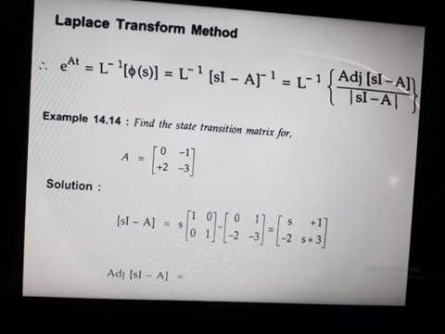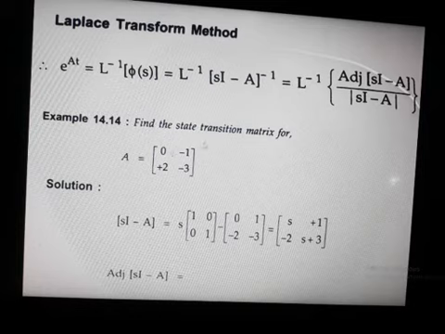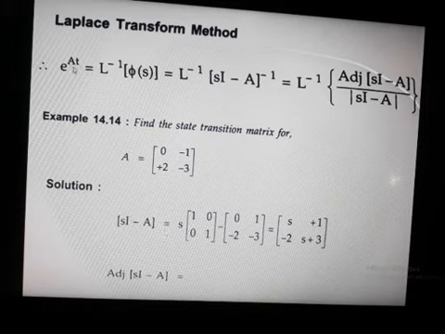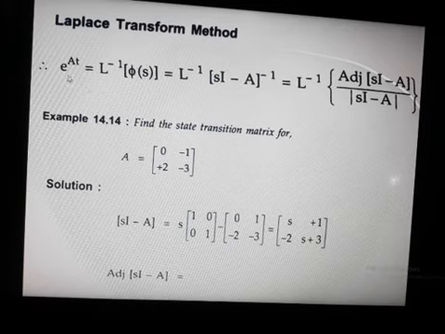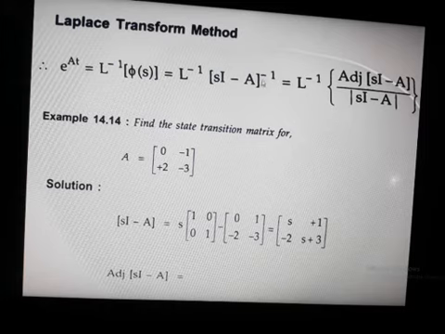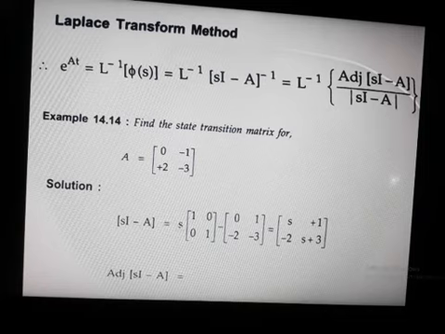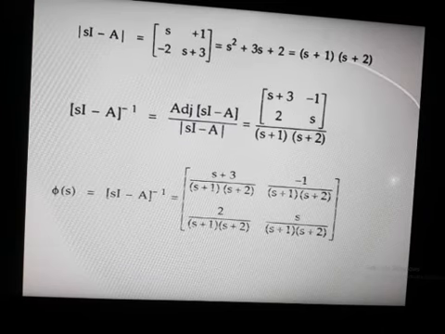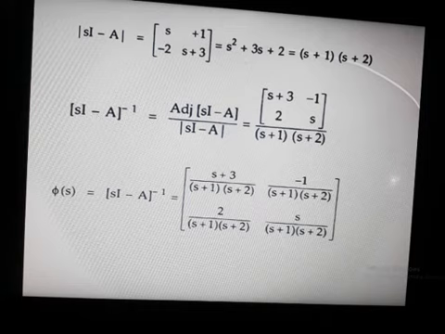See this problem. Here is the given matrix A, and we have to find the state transition matrix for this given A. First I know this formula: the state transition matrix, phi of t, is equal to e power At. Then e power At means the inverse Laplace of phi of s, that is the inverse Laplace of sI minus A whole inverse. First we have to find sI minus A, by subtracting the given matrix A from the identity matrix times s, and then find the adjoint and the determinant. You get sI minus A whole inverse like this. So this is the final one.